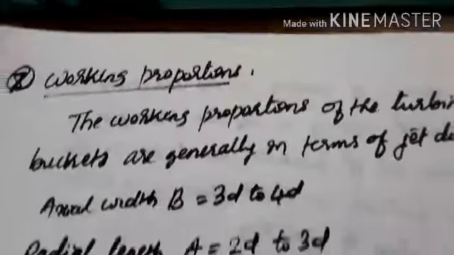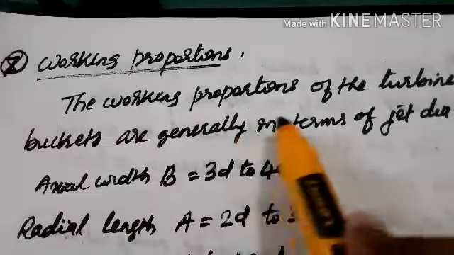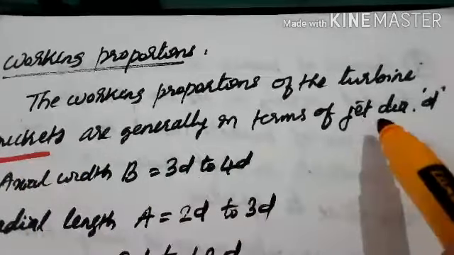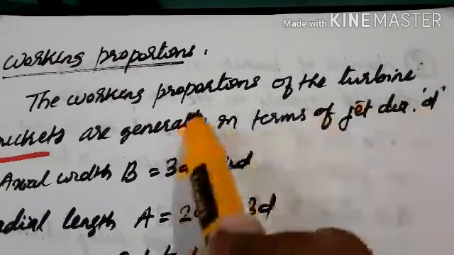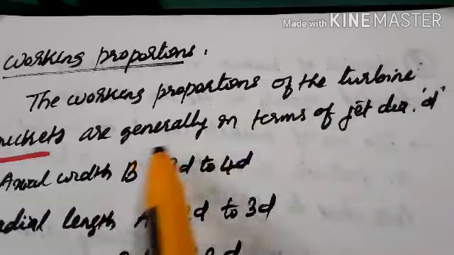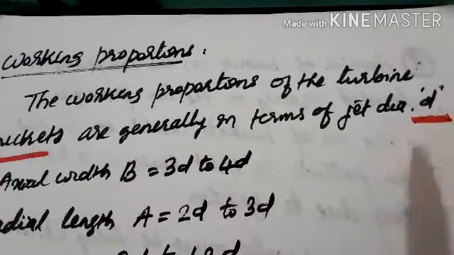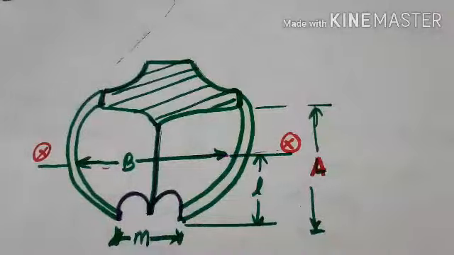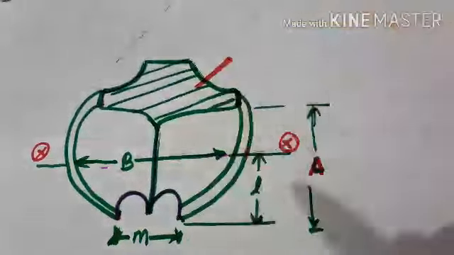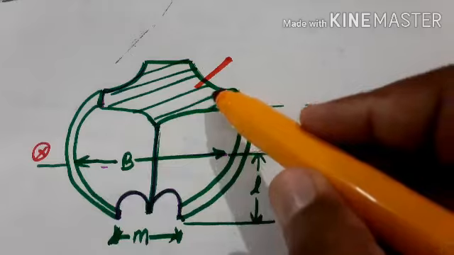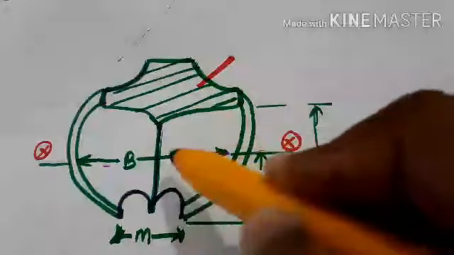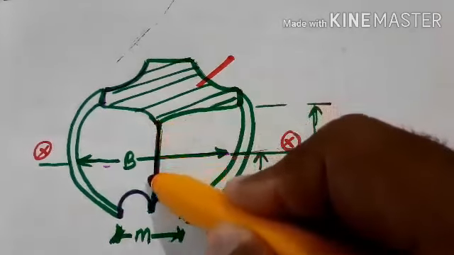Then the next working proportion, that is the working proportions of the turbine buckets, are generally in terms of jet diameter D. Then, as you know, this is the plan of the bucket, and this is the stem which is to be connected to the runner of the Pelton wheel.